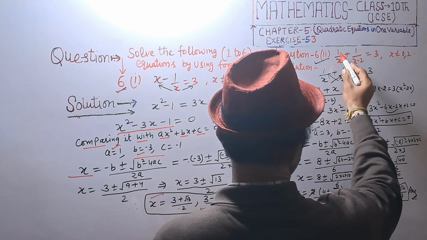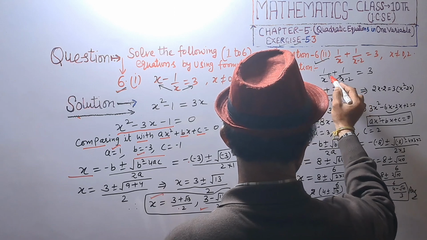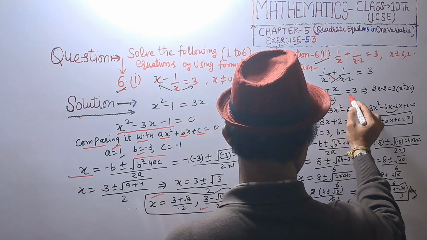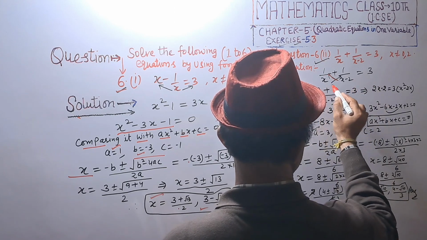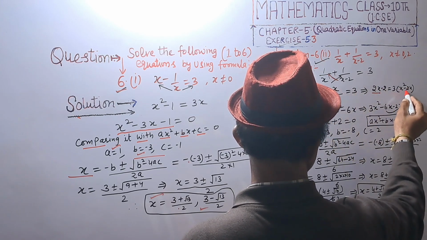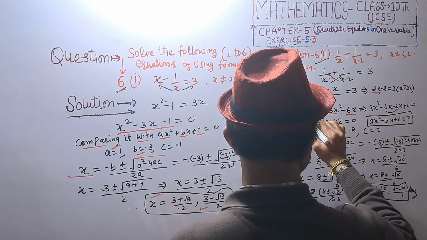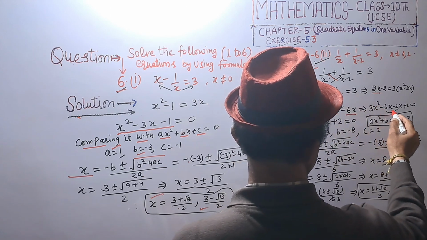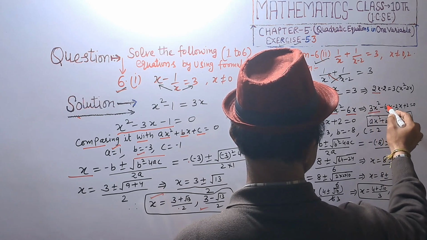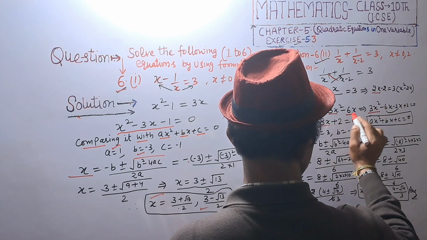Answer. Given equation 1 upon x plus 1 upon x minus 2 equal to 3, and we are cross multiplying first, that is x minus 2 plus x upon x into x minus 2 is equal to 3. x plus x, that is equal to 2x minus 2 equal to 3 into x square minus 2x, that is 3x square minus 3 2s are 6x. We are shifting 2x minus 2 in right side, this will be negative, and quadratic equation is 3x square minus 6x minus 2x, that is equal to minus 8x plus 2 equal to 0.